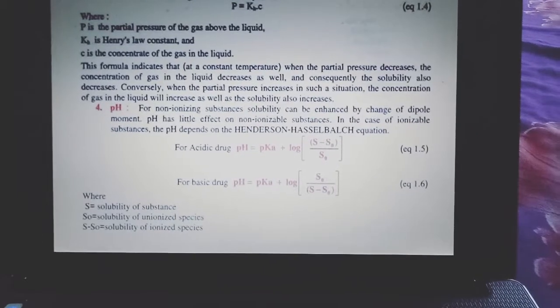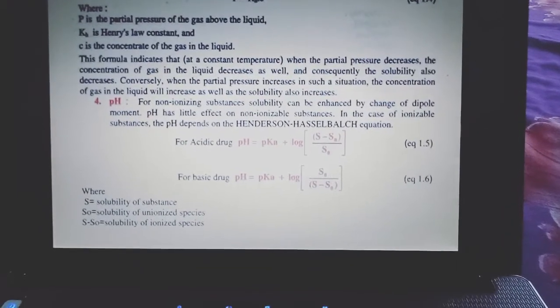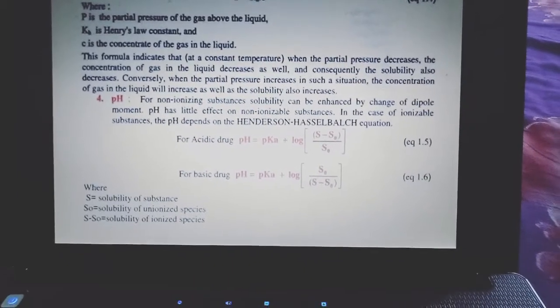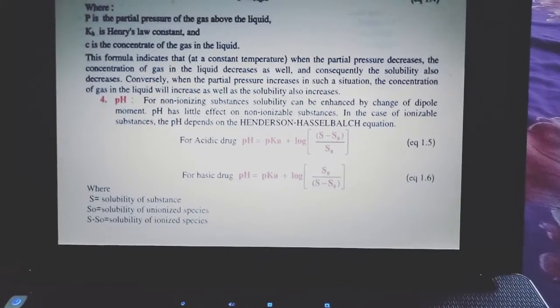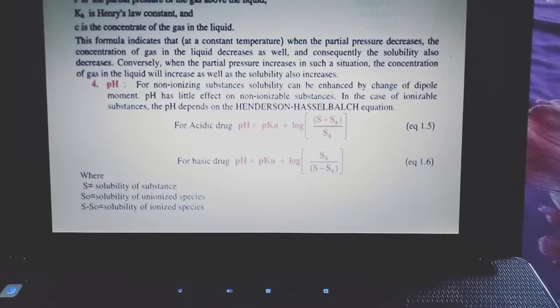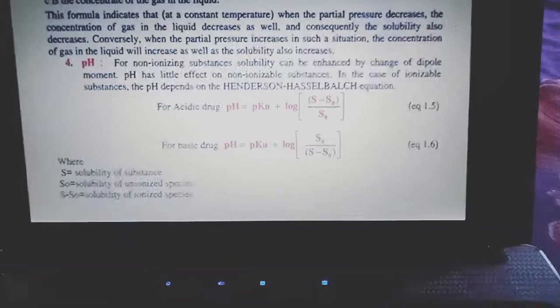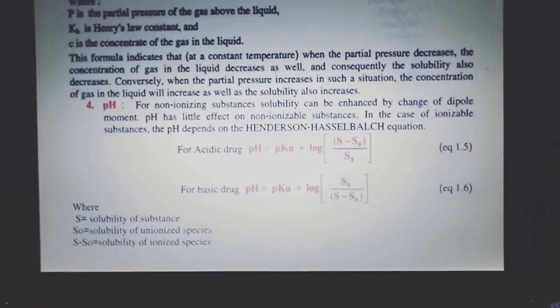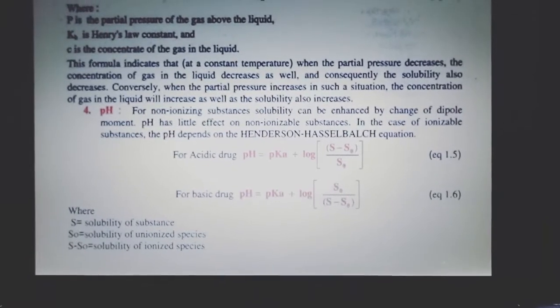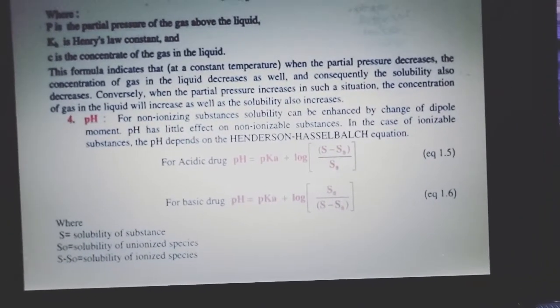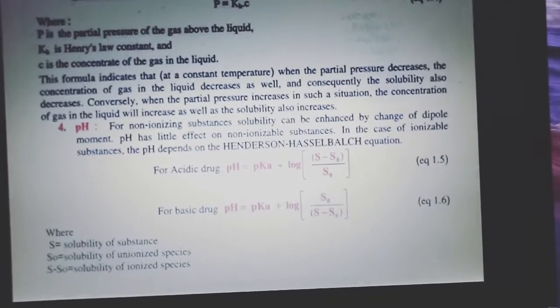This is the Henderson-Hasselbalch equation for the acidic drug: pH = pKa + log((S - S0)/S0). Okay. And for basic drugs, the Henderson-Hasselbalch equation is pH = pKa + log(S0/(S - S0)). These are the two Henderson-Hasselbalch equations for acidic drugs and basic drugs.